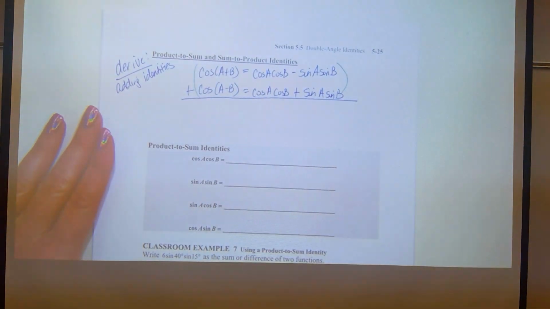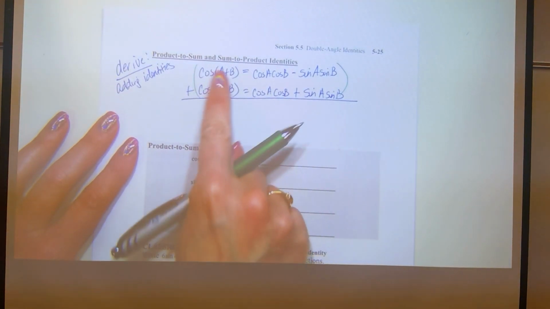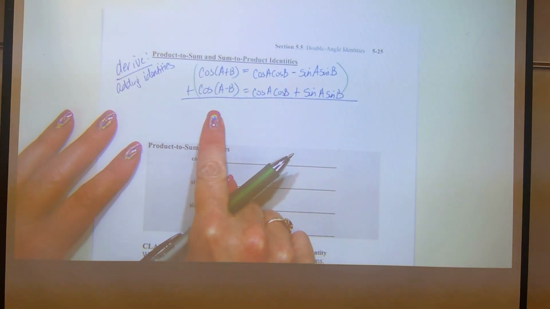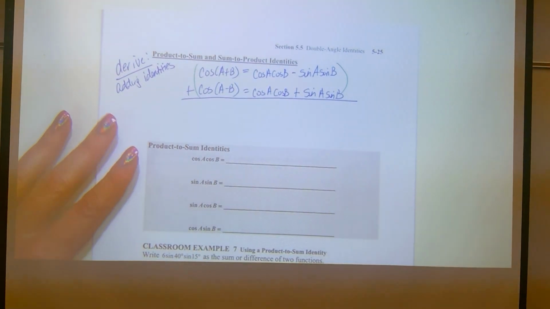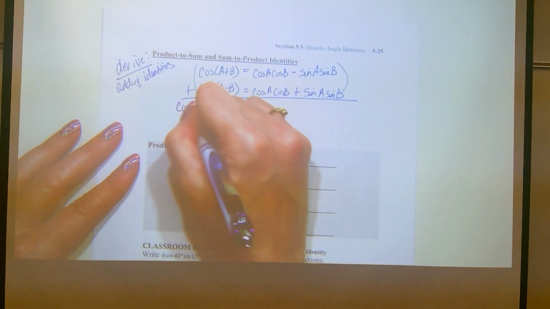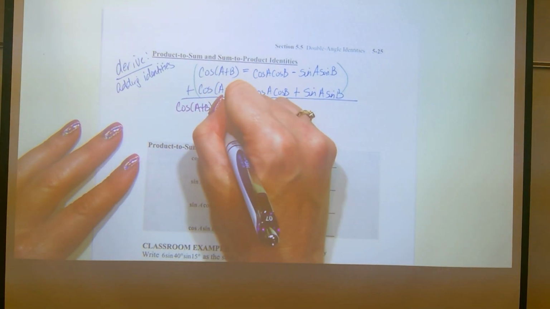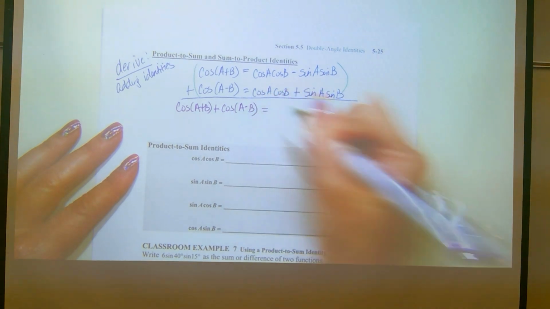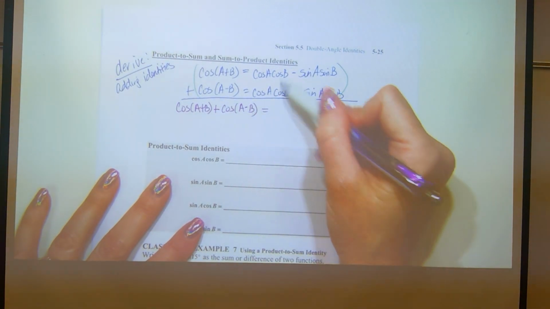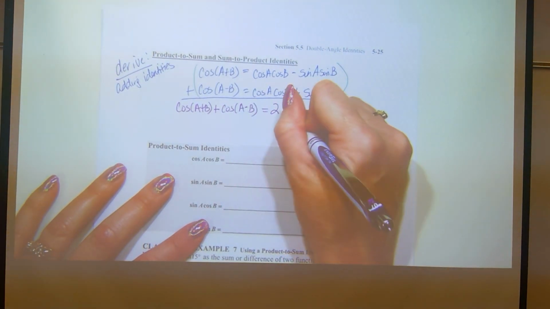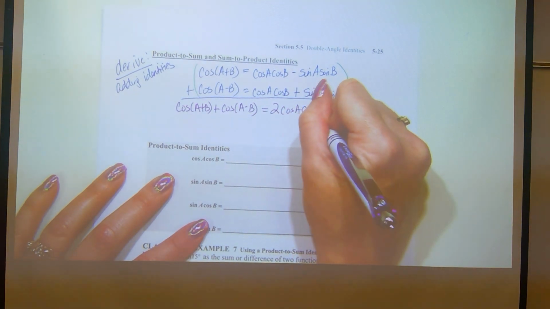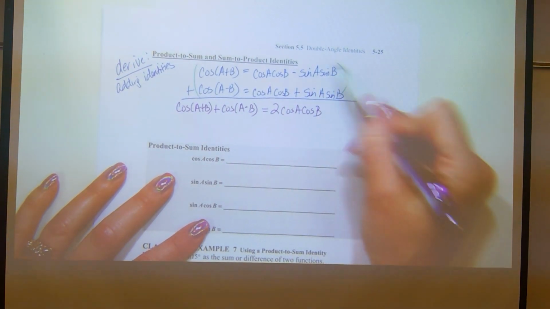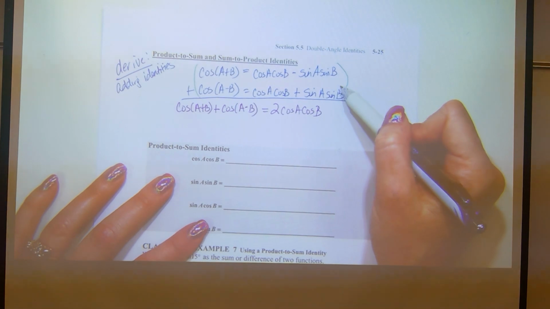We're adding like terms. These are not like terms. They have different arguments. So the very first thing is that I have to just say cosine of A plus B plus cosine of A minus B. That is equal to, well, these are like terms, so there are two of them. 2 cosine A cosine B. These are like terms and they add to 0 because they're opposites.